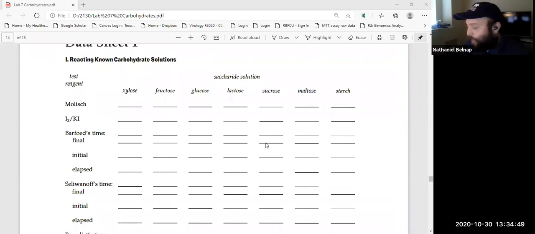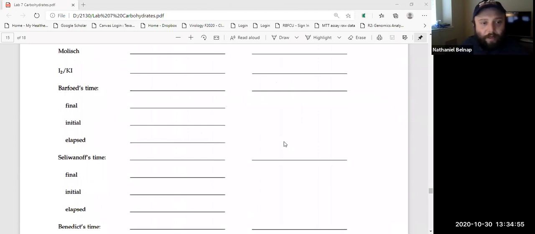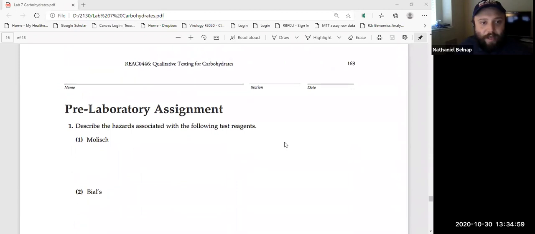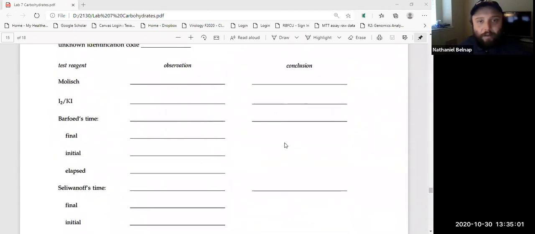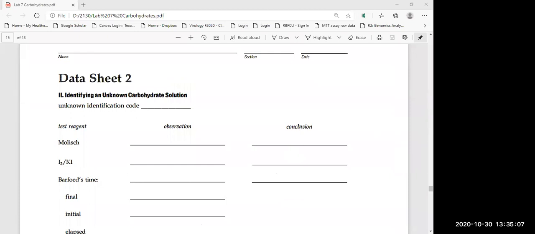He said he sent out some kind of flow chart for you guys to use in order to put in the information, which I think you put into this data sheet here. Does that make sense to everybody? He did send us the information, but I was looking over it and he didn't give us final color changes on like Seliwanoff's or Benedict's or something.